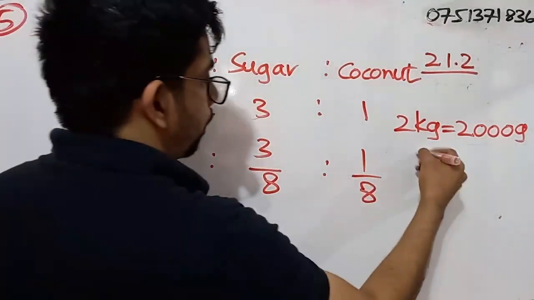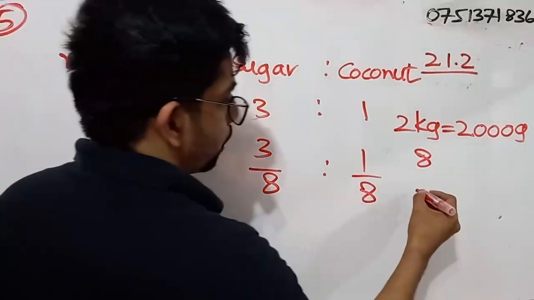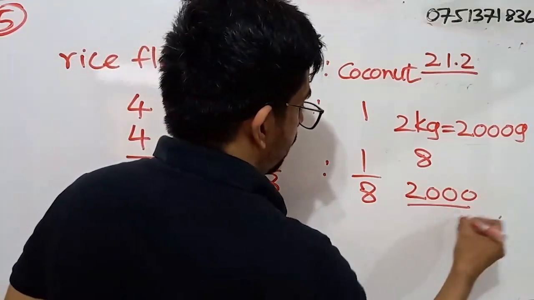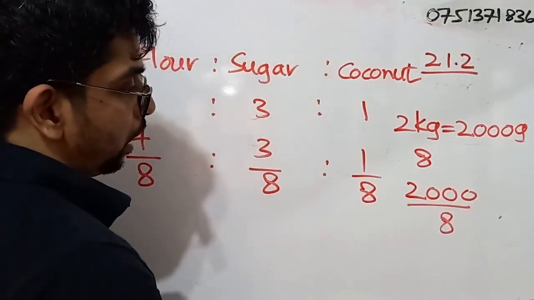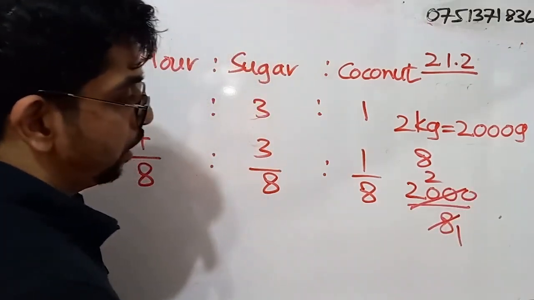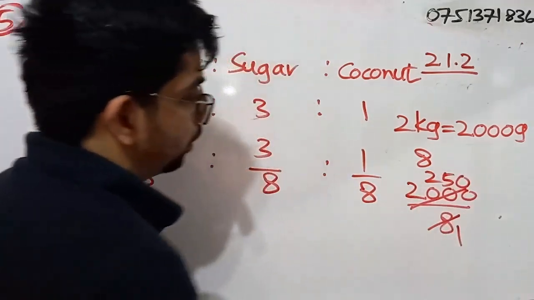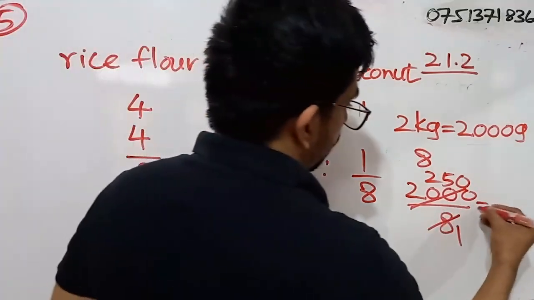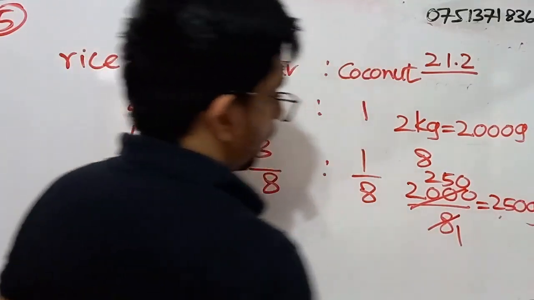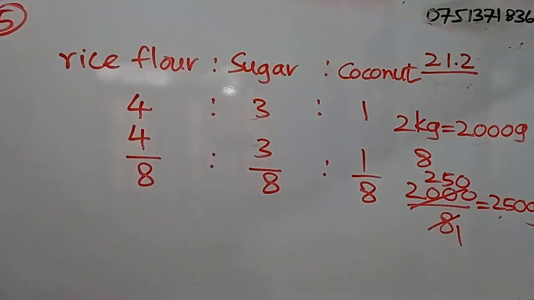So the total number of parts are what? 8. So we have to calculate the value of one part. That means what? 2000 we have to divide it by 8. Right? So 8 times 1. So here 8 times 2, that is 16. 20 minus 16, we get a 4. So for 40, 8 times 5. So we get what? 250. So those are grams. So value of one part, that is what? 250 grams.